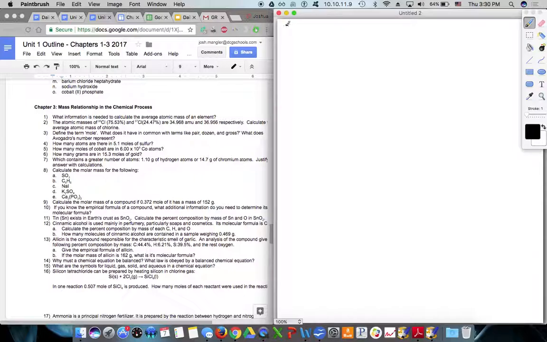Number 11. Tin exists in Earth's crust as tin oxide. Calculate the percent composition by mass of tin and oxygen in that compound. So percent by mass, percent of anything is the part divided by the whole. So we're going to take the mass of the tin and divide it by the mass of the tin oxide. We're going to take the mass of the oxygen and divide it by the mass of the tin oxide. Oops. We'll end up with our values.